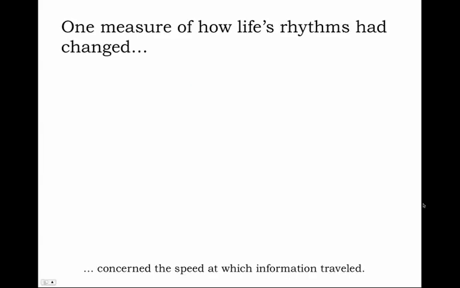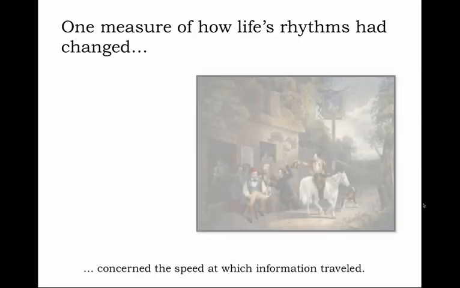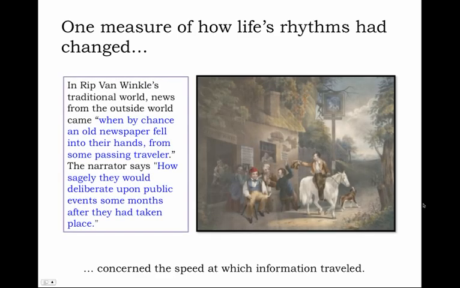Well, had the country really changed that quickly, so soon? One measure of how life's rhythms had changed concerned the speed at which information now traveled. In Rip Van Winkle's traditional world, news from the outside came, quote, by chance, when an old newspaper fell into their hands from some passing traveler. The narrator says how deliberately, how sagely they would deliberate upon public events some months after they had taken place. So an almost humorous view of the revolutionary generation in small towns like those in upstate New York, where Rip Van Winkle was residing: outside news came only when a passing traveler might leave a newspaper behind, and usually then the news was already out of date.